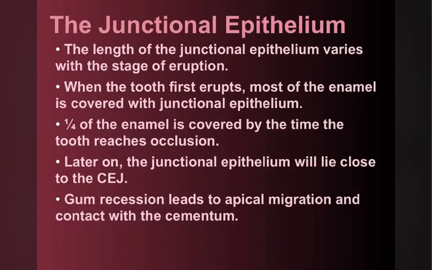The length of junctional epithelium varies with the stage of eruption. When the tooth first erupts, most of the enamel is covered with junctional epithelium. A quarter of the enamel is covered by the time the tooth reaches occlusion. Later on, junctional epithelium will lie close to the cemento-enamel junction.